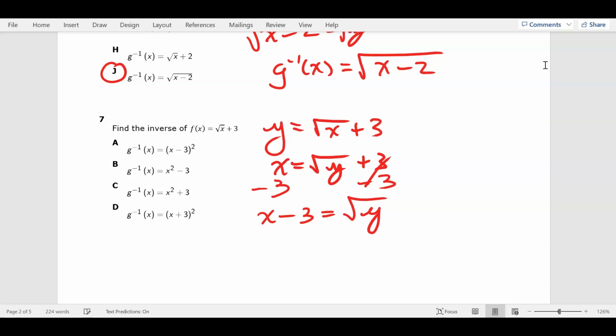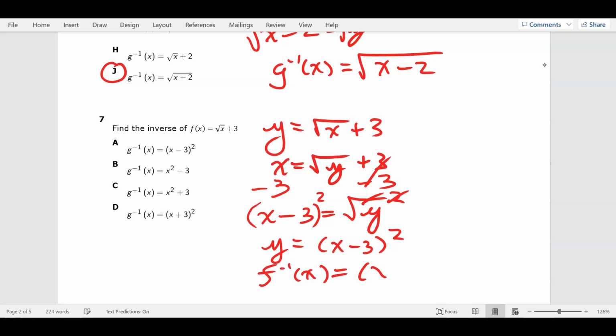And then to get rid of a square root, we learned this last time. You square it, and you square the entire other side in parentheses. So we get y equals x minus 3, the whole thing squared. So I can write it as an inverse function. This probably should have been G, and this probably should have been G. Whatever. You get the idea.